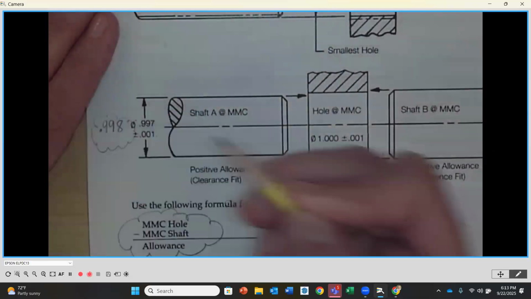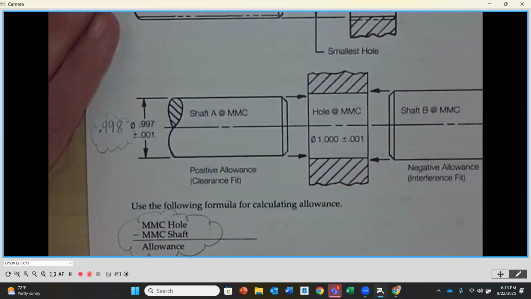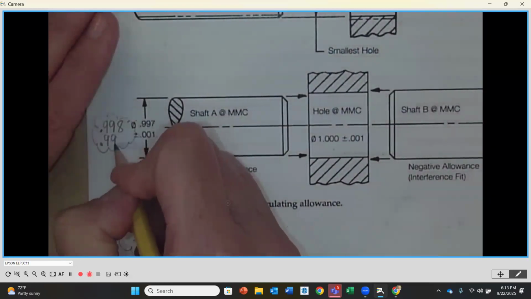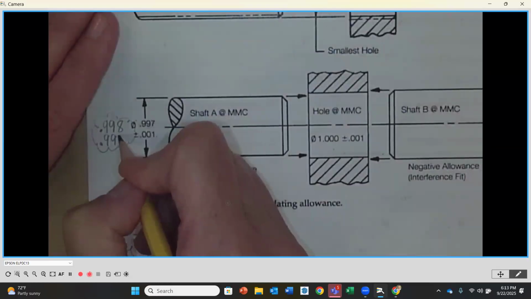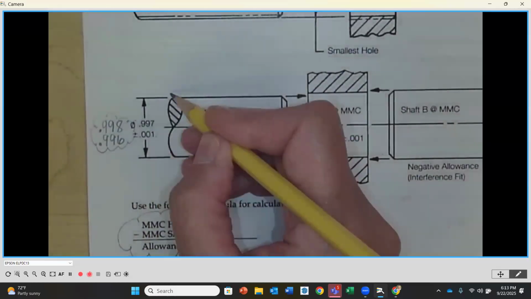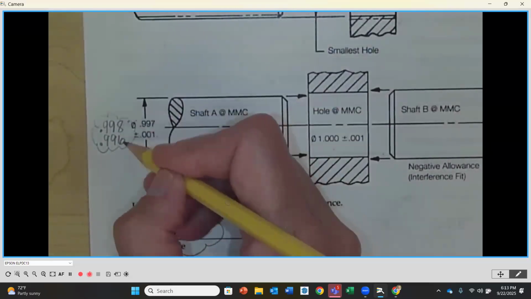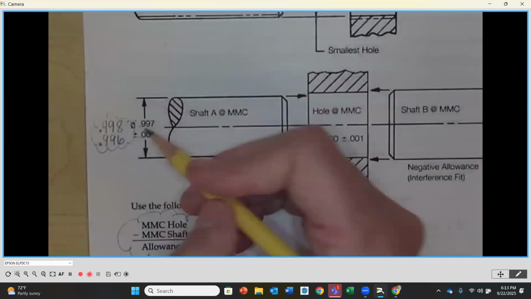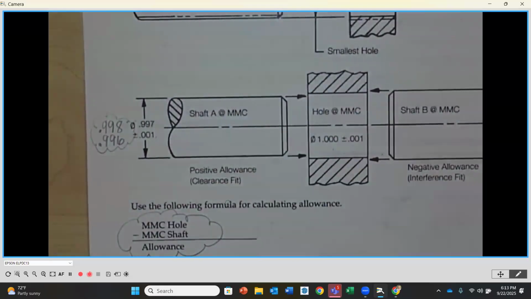If you need a calculator, go ahead and use it. I am very calculator dependent. What is it if I take minus 1/1000, what's my number? 0.996, right? So we're taking the 0.997, adding 1/1000, subtracting 1/1000. These are our limits. Okay, so our high limit is 0.998, our low limit is 0.996.